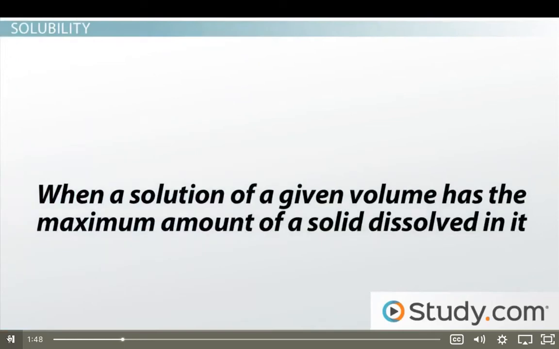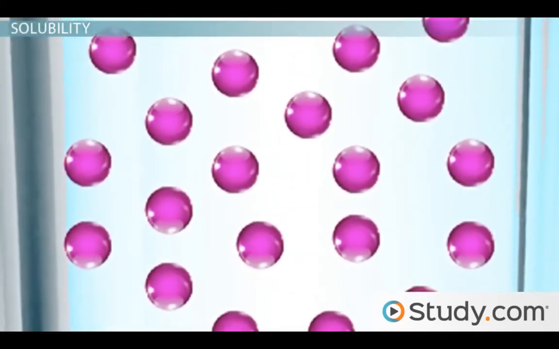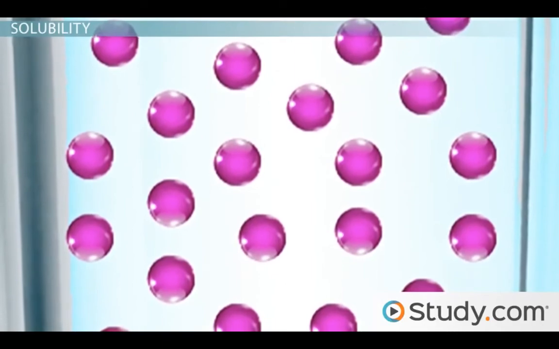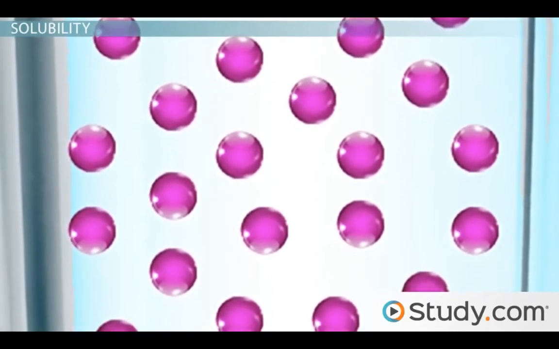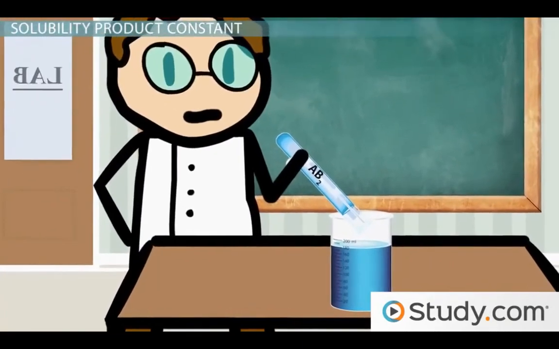When a solution of a given volume has the maximum amount of solid dissolved in it, it is said to be saturated. For soluble compounds, saturation occurs at high concentrations. For insoluble compounds, saturation happens at very low concentrations. Let's go into our virtual lab and do some little experiments with solubility.